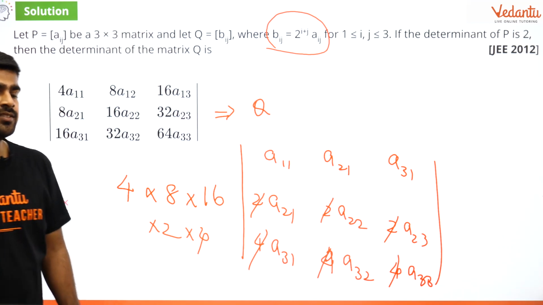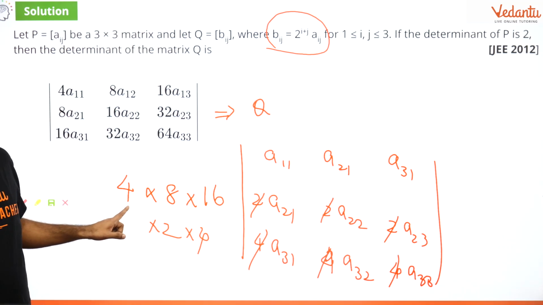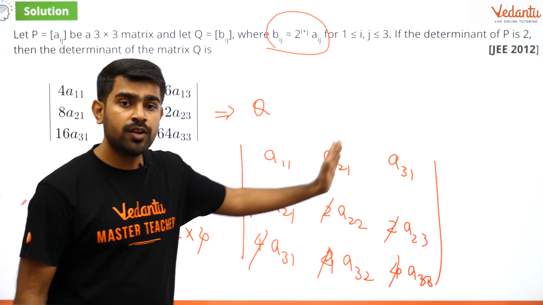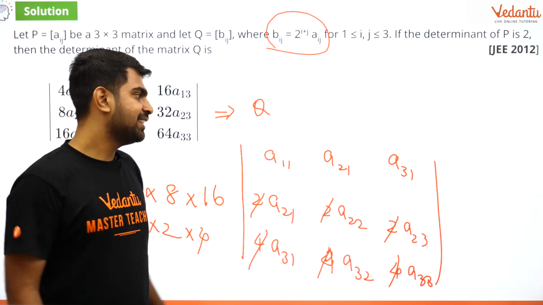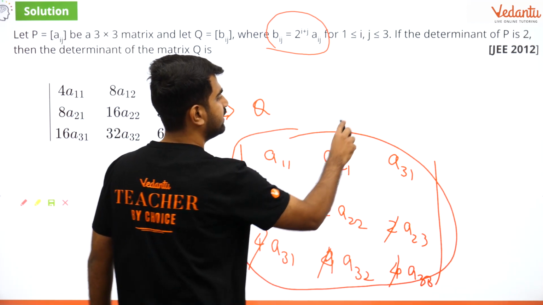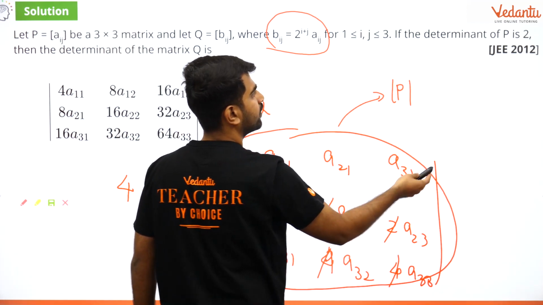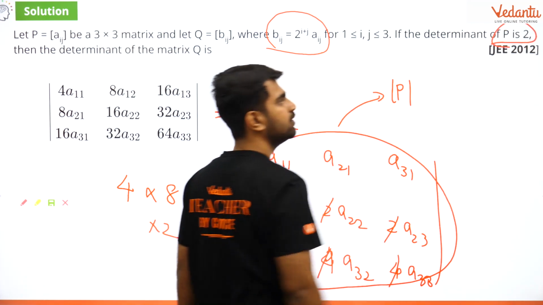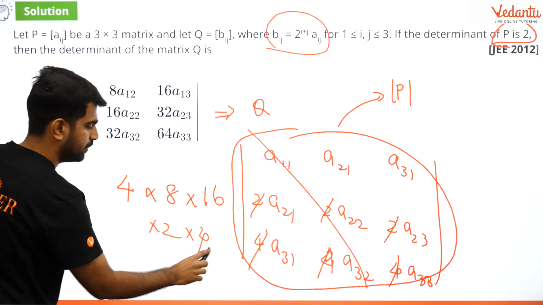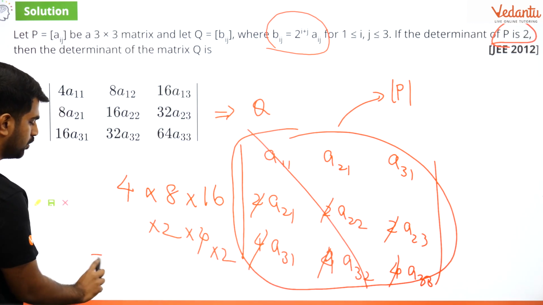And what do we have here? 4 into 8 into 16 into 2 into 4, and then the determinant of, what is this? This whole thing is nothing but the determinant of P. And what is the determinant of P? The determinant of P is equal to 2. So that's it. You remove everything, multiply by 2. That is your answer.